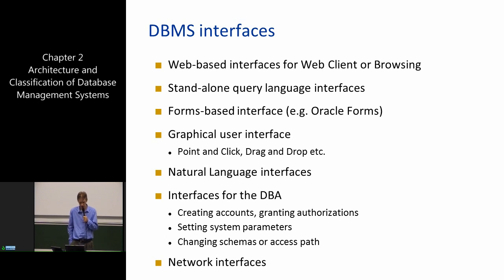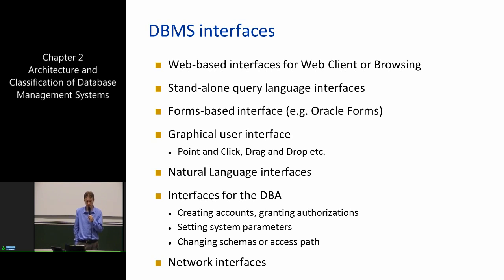So the DBA is going to create user accounts. He's going to grant authorizations. Authorizations means that the DBA is going to grant who has read access, who has write access. The DBA is going to set up system parameters, any kind of system parameters that are needed at the physical level, for example, to physically organize the data. It's going to change physical schemes or conceptual or external schemes or any kind of physical access paths.